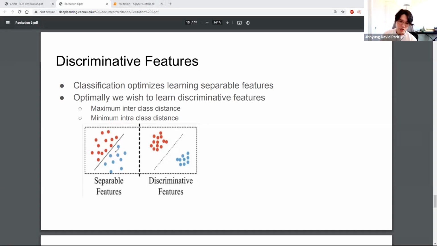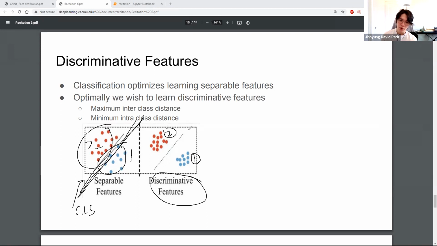So a separable feature, as shown on the left here, is enough for classification. Because if this is identity 1 and this is identity 2, it's enough to be able to separate them with a decision boundary, because you just need to classify them into the right bucket. But this is more important for verification, because if this is input image 1 and this is input image 2, you're not just okay with being able to separate them. Since they're of different identities, you want their features to be as far apart as possible. So the cosine similarity metric says they're very distant.